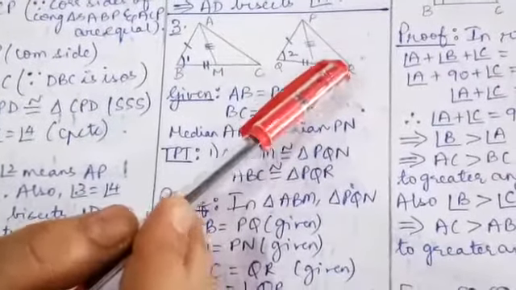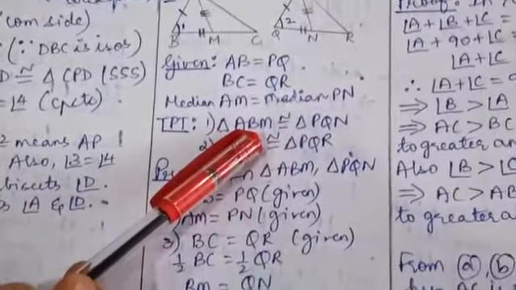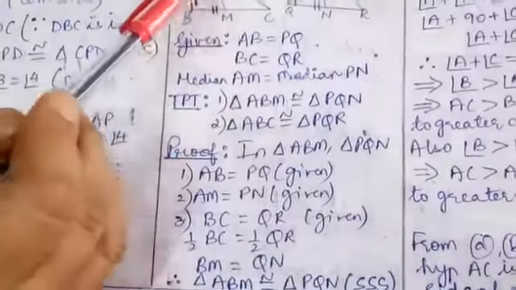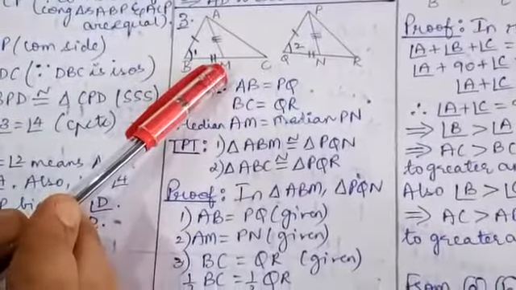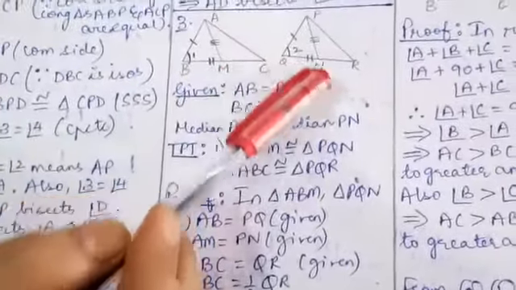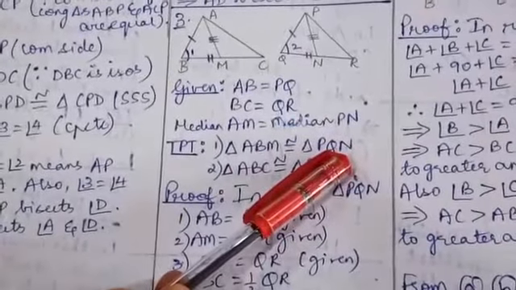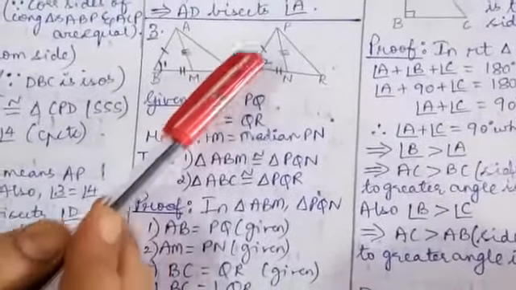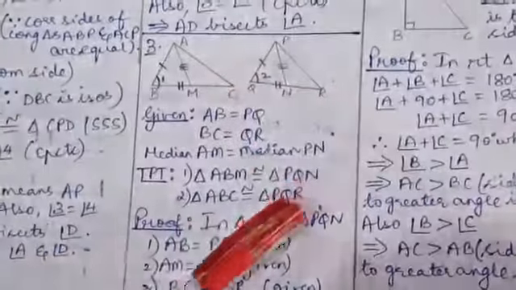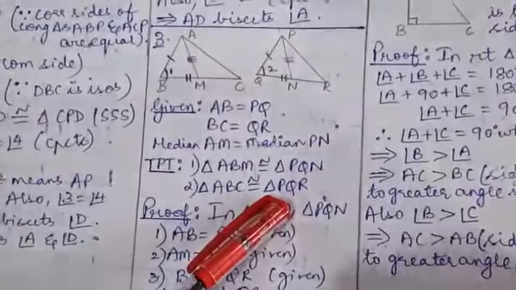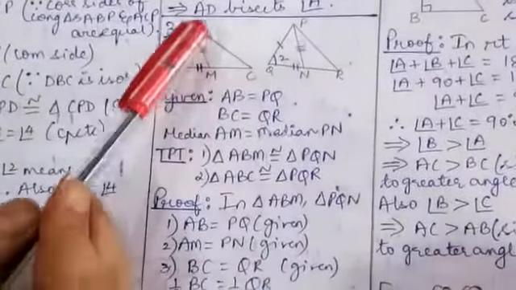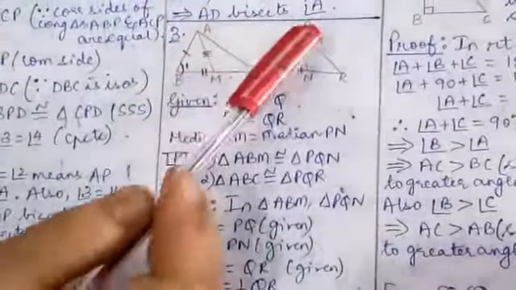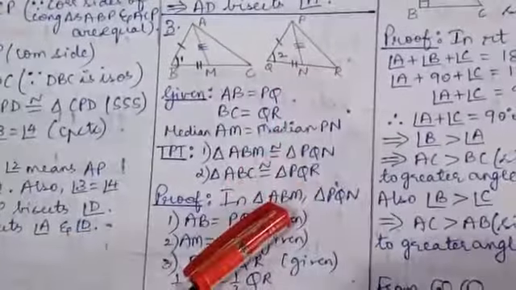Given this, we need to prove that triangle ABM is congruent to triangle PQN. Also, we will have to show that triangle ABC is congruent to triangle PQR. So let's take up the two triangles ABM and PQN.